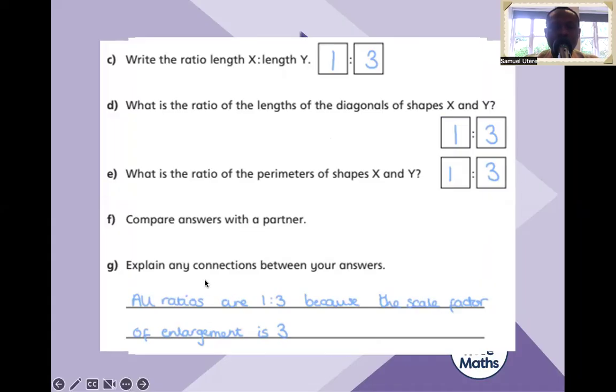Now you're being asked to explain any connections between your answers. Notice that all the ratios are 1:3 because the scale factor of enlargement is 3. So if the scale factor of enlargement is 3, then the ratio of any of the corresponding sides of the smaller shape to the bigger shape will be 1:3.